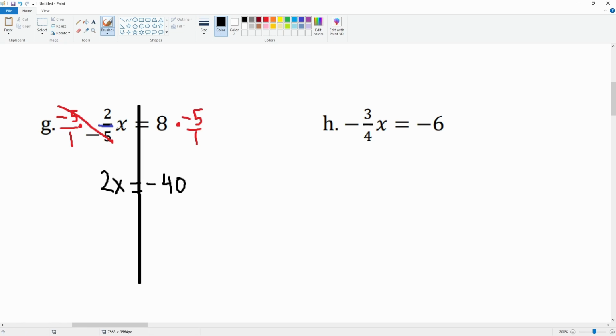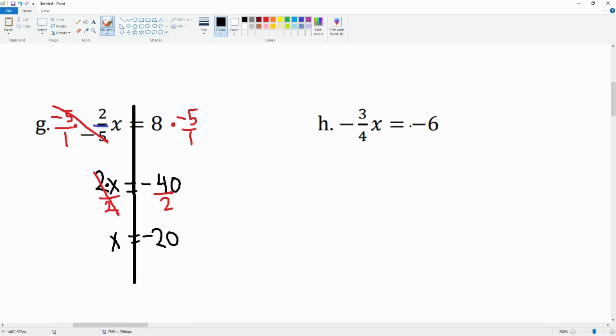Then you see there is a 2 in front, and please understand it's attached via multiplication. So you're going to divide by 2 on both sides. This will cancel, leaving you with just an x. What is -40 divided by 2? -20. So here I do this in 2 steps and get the correct answer.